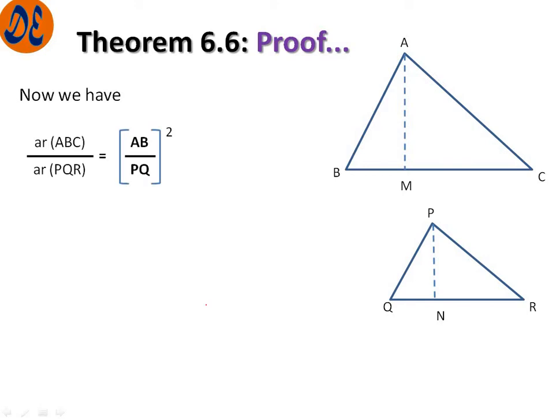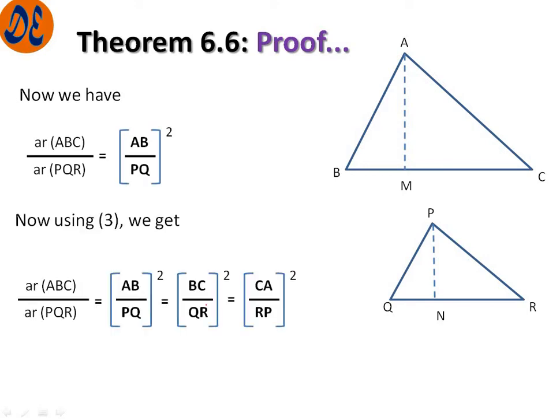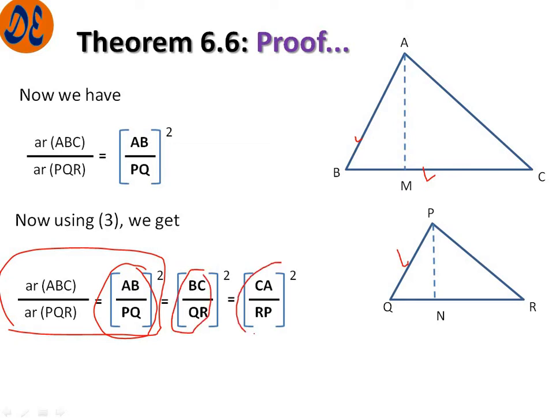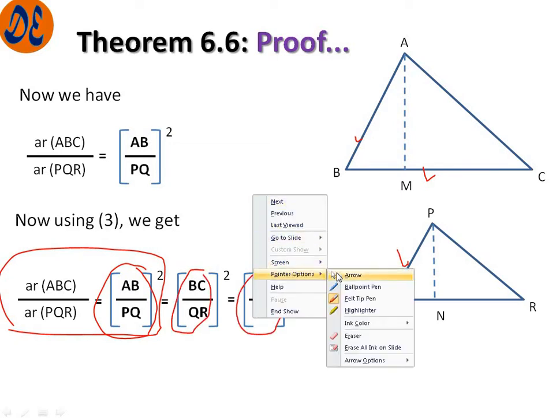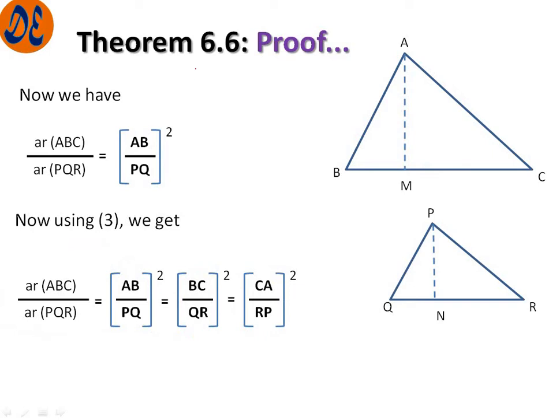So from this one and 3, we are getting the required proof. Initially we have proved this one, and we know that all the corresponding ratios are the same. So just replacing all the ratios: first ratio, second ratio and third side ratio are the same. This way we are proving theorem number 6.6. So the concept is proved.